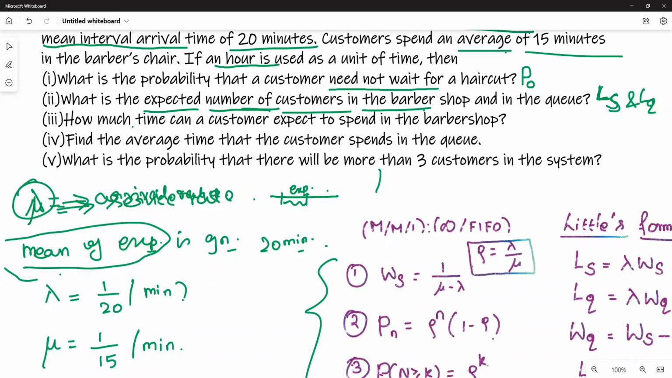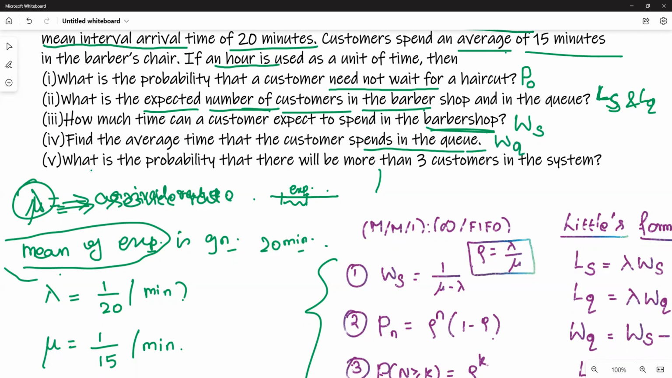Okay, next question. How much time can a customer expect to spend in the barber shop? That is the expected waiting time in the system. Barber shop denotes the system. So expected waiting time in the system means WS they are asking. Next question. Find the average time that a customer spends in the queue. So the waiting time in the queue, WQ.